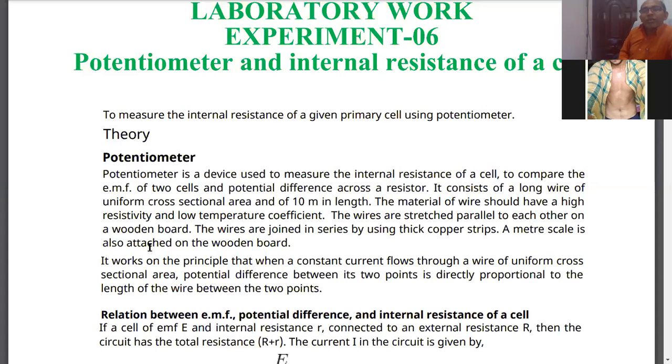sensitive. The material of wire should have high resistivity and low temperature coefficient. That has already been discussed in the previous experiment. And the wires are stretched parallel to each other on the wooden board. The wires are joined in series by using thick copper strip, and also a meter scale is attached on the wooden board to measure the balancing length.